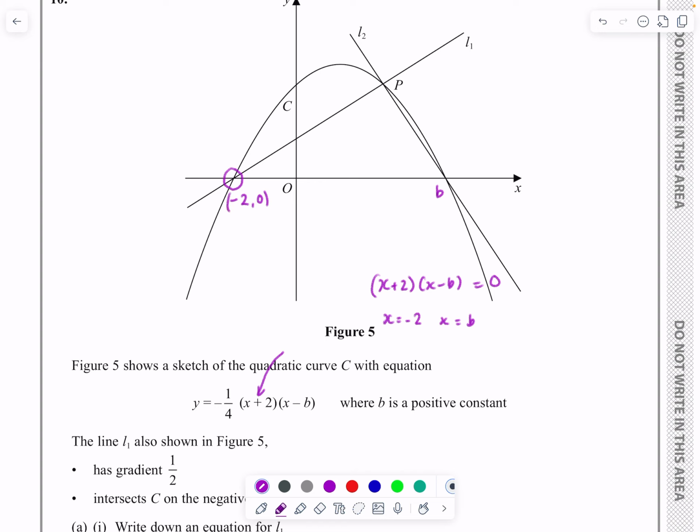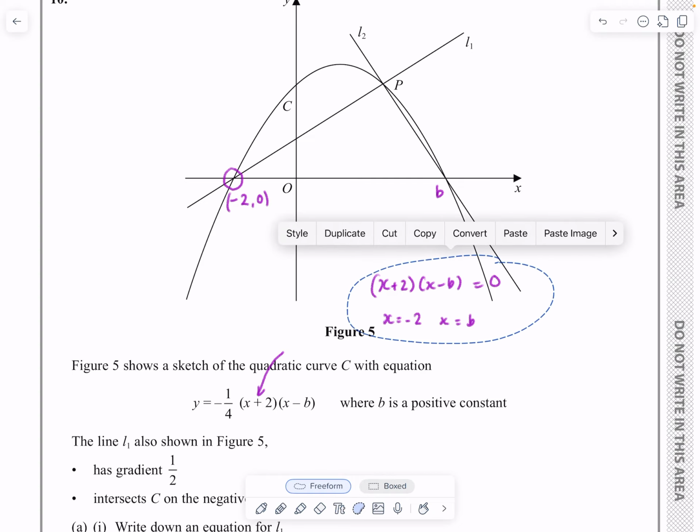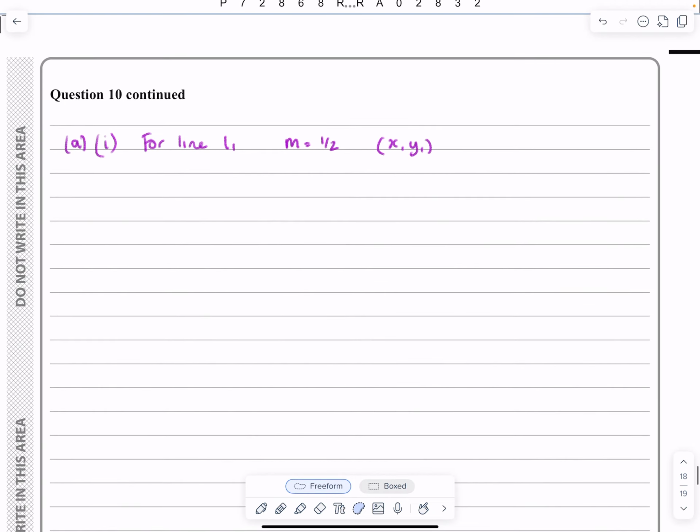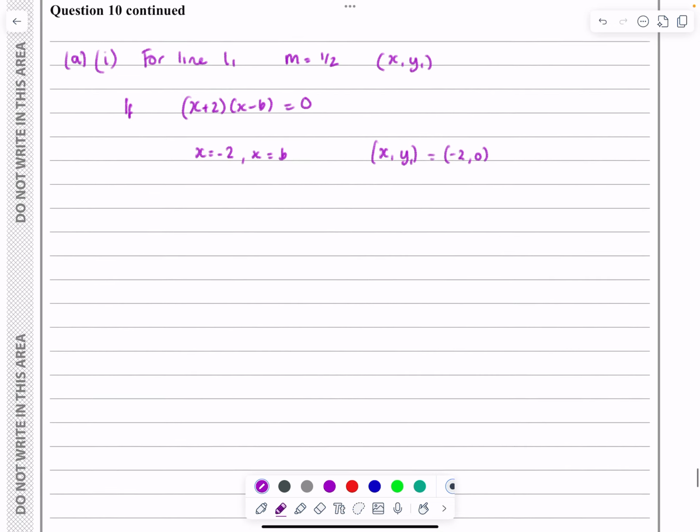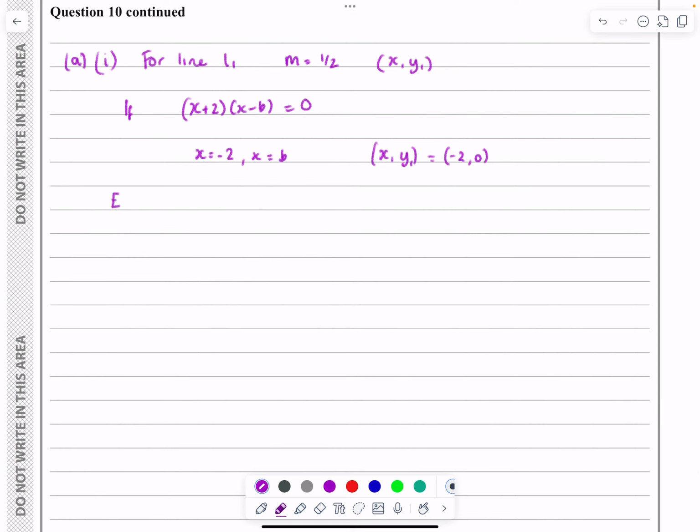So let's take that working and put it as part of my answer. If (x plus 2)(x minus b) is equal to 0, then x equals minus 2 or x equals b. Therefore, x1, y1 is the point (minus 2, 0) here. And now I can work out the equation of the straight line. So equation of straight line, you should have done this lots and lots of times as part of your revision. y minus y1 is equal to m(x minus x1).